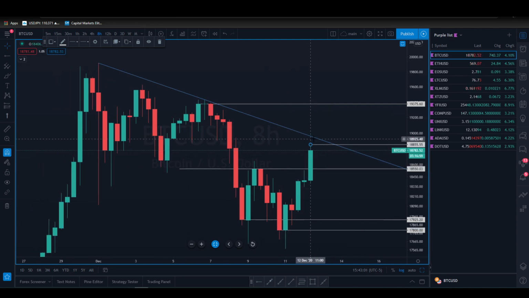And bulls are currently in charge of this market. When are they no longer in charge of this market? When you get an 8-hour closure below 18,550.03, 18,550 spot 03.